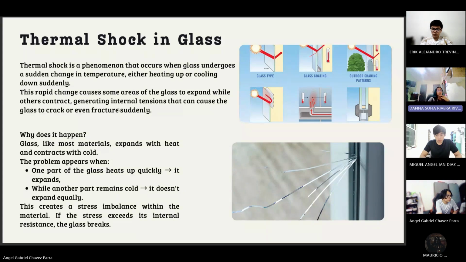Why does it happen? Glass, like most materials, expands with heat and contracts with cold. The problem appears when one part of the glass heats up quickly and expands, while another part remains cold and doesn't expand equally. This creates a strong imbalance within the material. If the stress exceeds its internal resistance, the glass breaks.